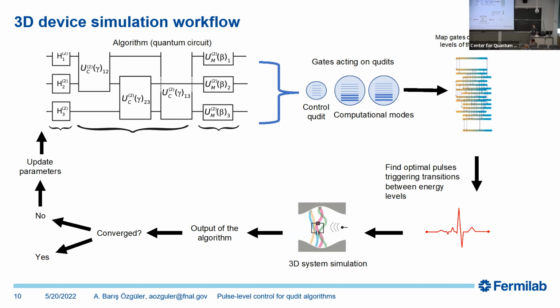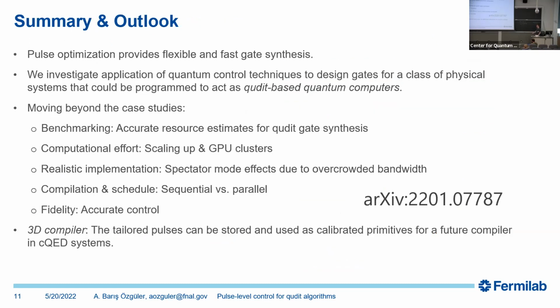Gates are also synthesized in a realistic setting, but if you have more modes, extra noise or other stuff, will your gates still be safe to use in your algorithm? That's a big question. So the punchline is pulse optimization is useful, and we synthesize gates that can be useful in a near-term SQMS architecture. And we are currently moving beyond the case studies.